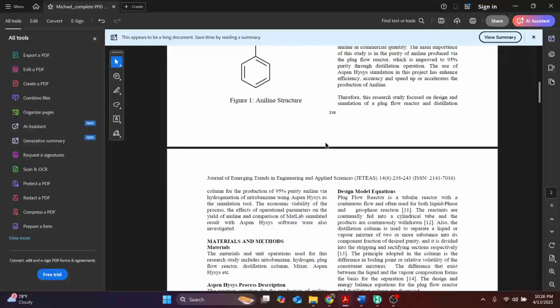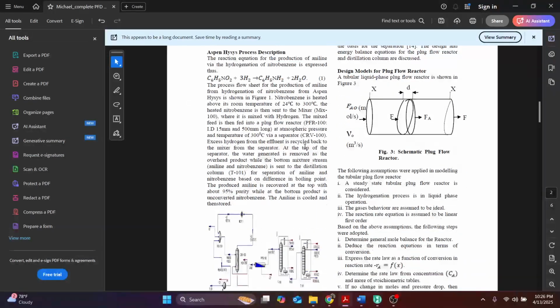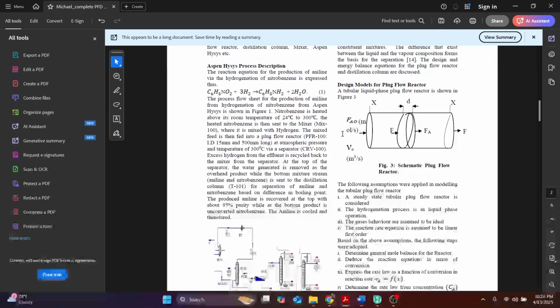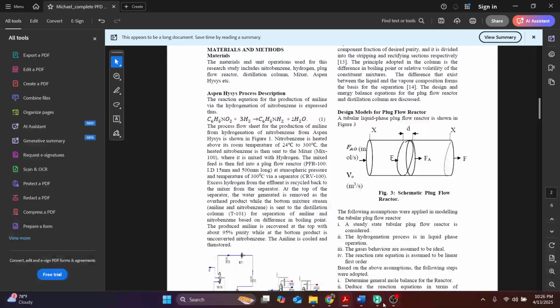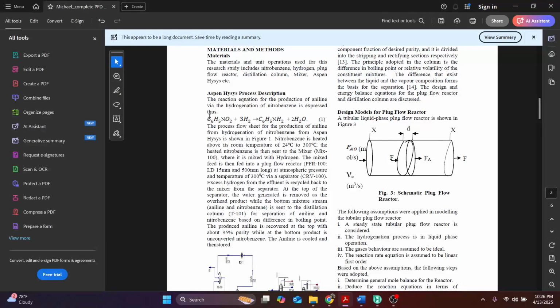We'll still be using the same reference here, though a lot of modification is necessary so that the simulation can run. We'll be making the simulation from scratch in a new file, and we'll be going fast. First of all, we need to identify the chemical compounds involved in this process.